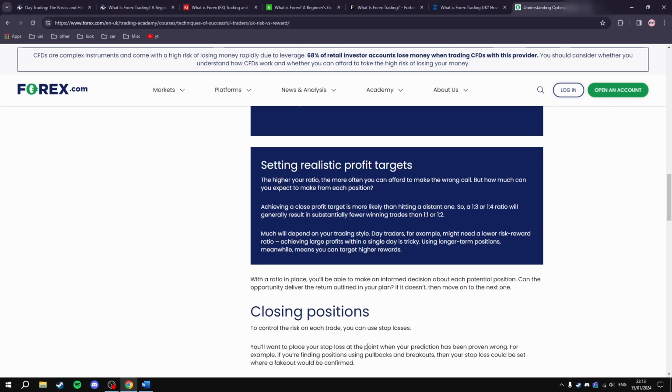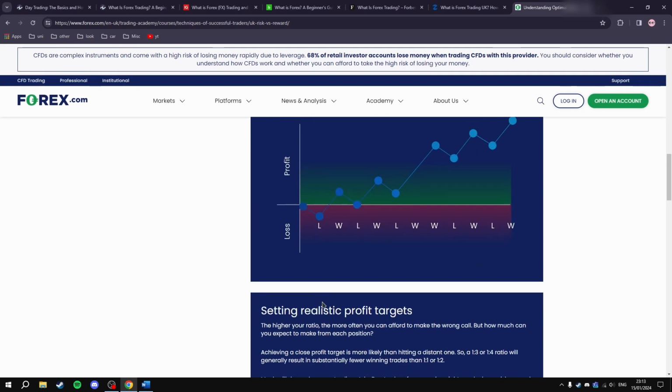With a ratio in place, you'll be able to make an informed decision about each potential position. Can the opportunity deliver the return outlined in your plan? If it doesn't, then move on to the next one.